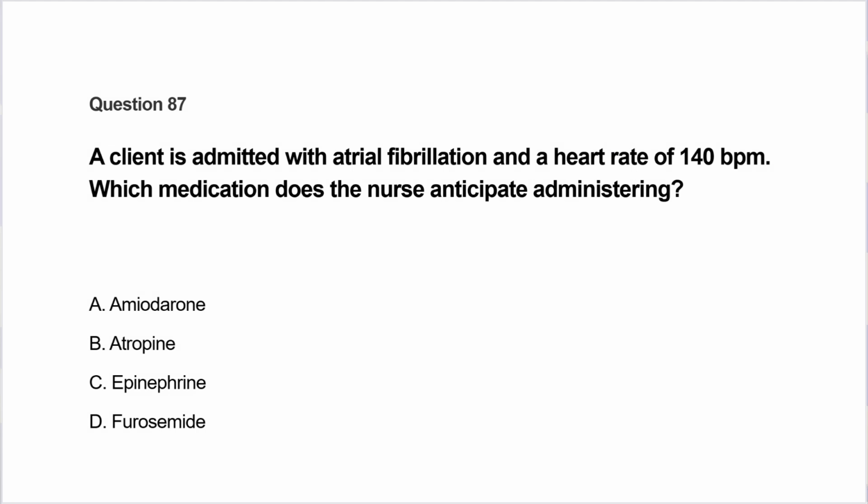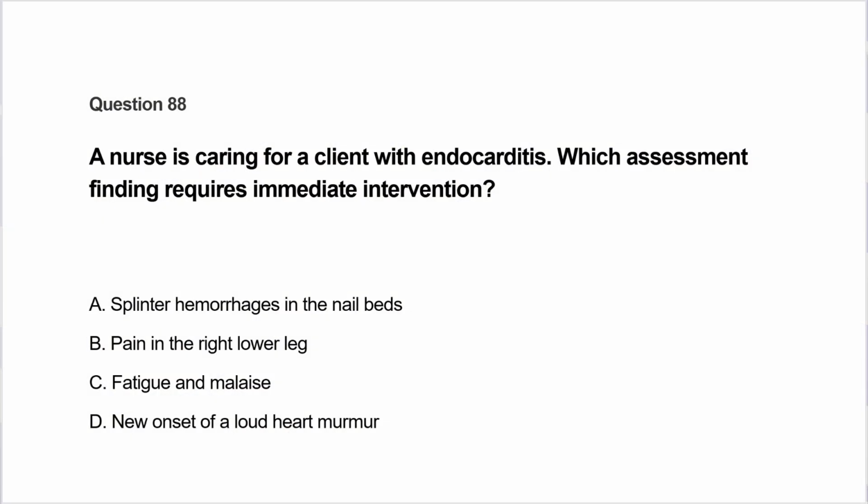87. A client is admitted with atrial fibrillation and a heart rate of 140 BPM. Which medication does the nurse anticipate administering? A. Amiodarone. B. Atropine. C. Epinephrine. D. Furosemide.